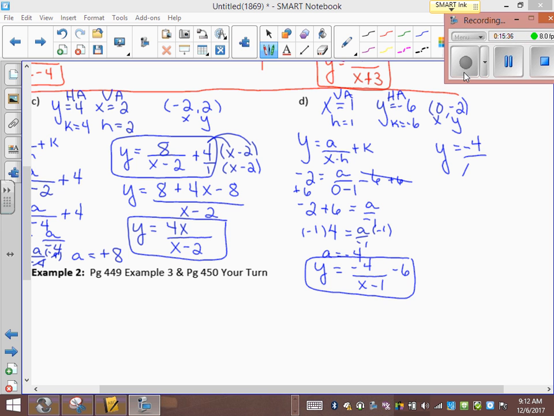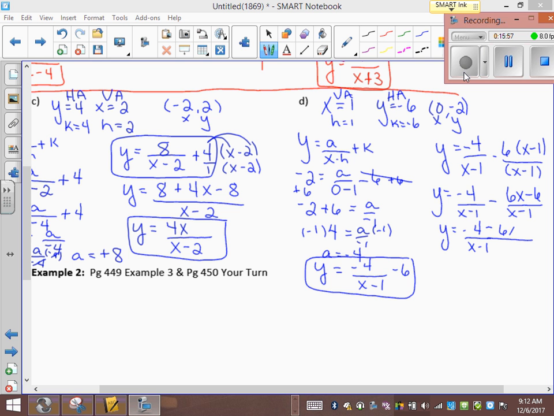All right, x minus 1, minus 6 times x minus 1 over x minus 1. y equals negative 4 over x minus 1, minus 6x minus 6 over x minus 1. y equals negative 4, x minus 1, minus 6x plus 6. y equals negative 6x plus 2.